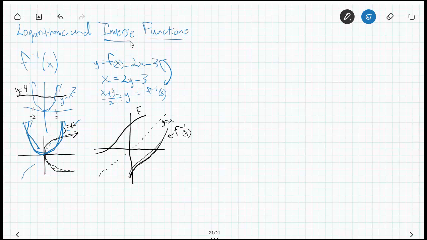All right, the algebraic ramification of functions and their inverses is this guy right here. If I compose f with its inverse, and I can do it in either direction, f inverse of f of x, so I'm composing f with its inverse in both directions, I always get x. So that's one way that you can always check to see if an inverse is in fact an inverse of a function.